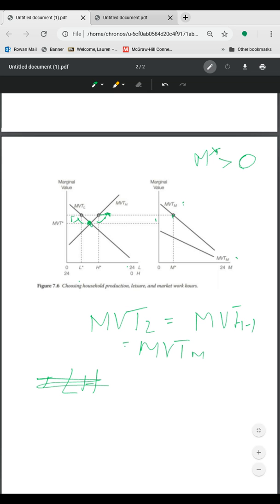Let me start all over. L plus H plus M equals 24. So that's 24 hours. You don't need to know the math or how to find it on a graph, but kind of know what these graphs are talking about.